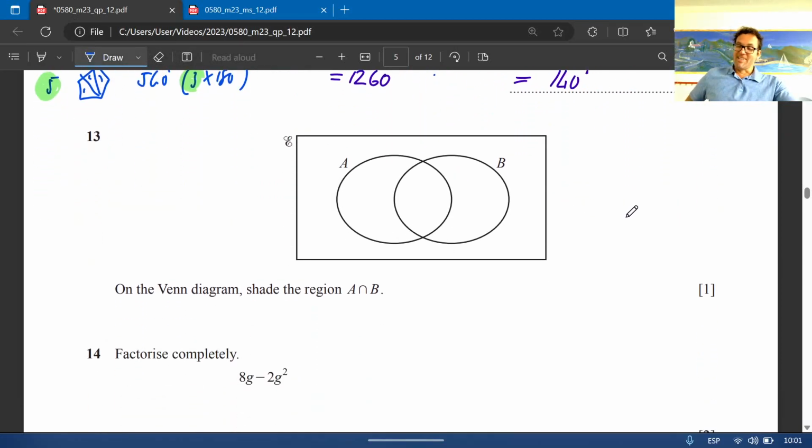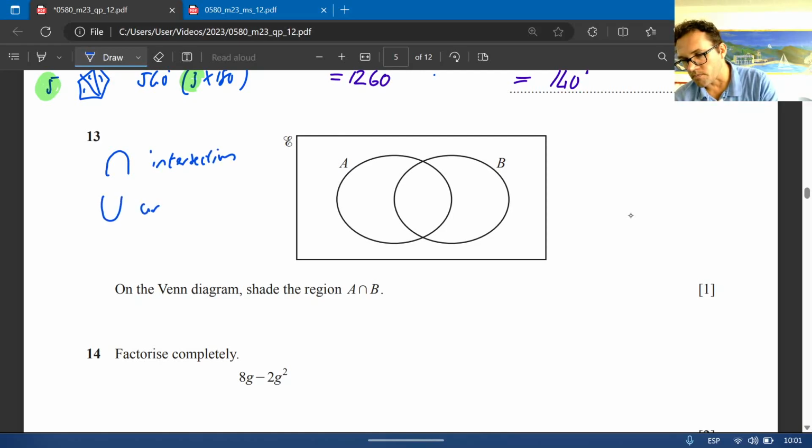Question 13. Oh, Venn, my good old friend Venn. On this Venn diagram, shade the region A intersect B. Remember now, with Venn diagrams we've got 2 things: the intersection and the union. Union is the nice one because union accepts everybody. If it was A union B, we take all of A, we take all of B, and we have them all.